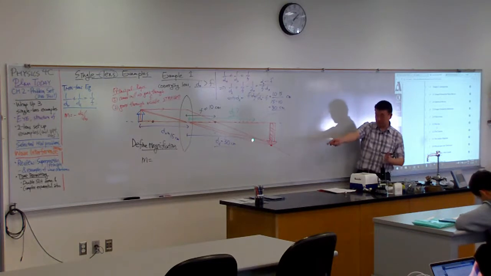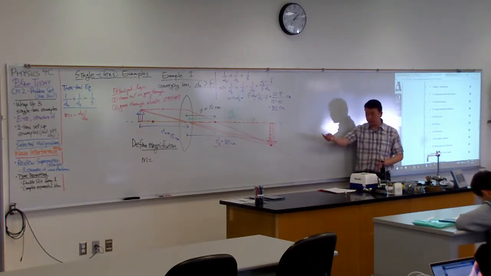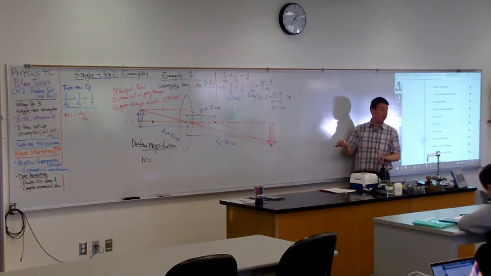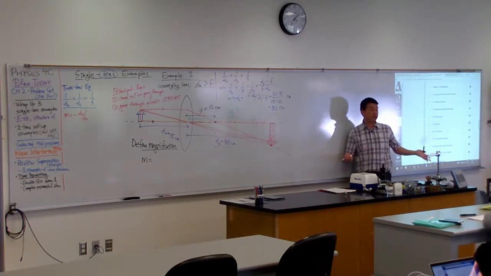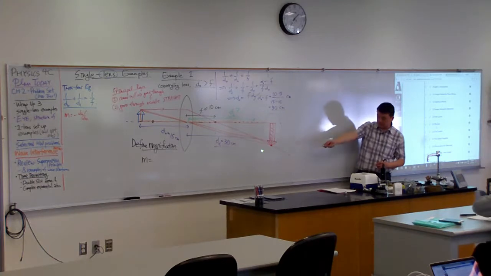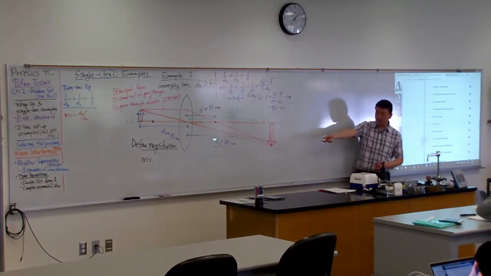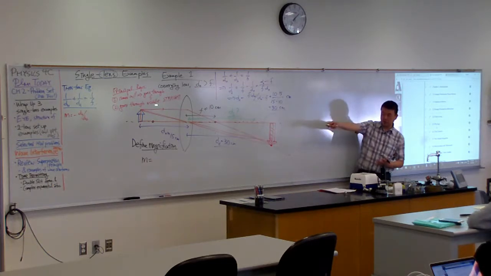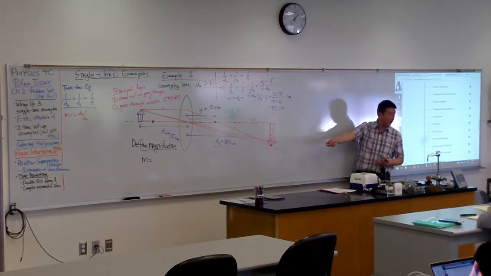Well, it's this image, right? Whenever I look through the lens, what my eyes perceive is the image. It can be virtual, it can be real. So what I'm seeing is this image here. So when I'm talking about the magnification, I would want to know how the size of the object was magnified into the size of the image.